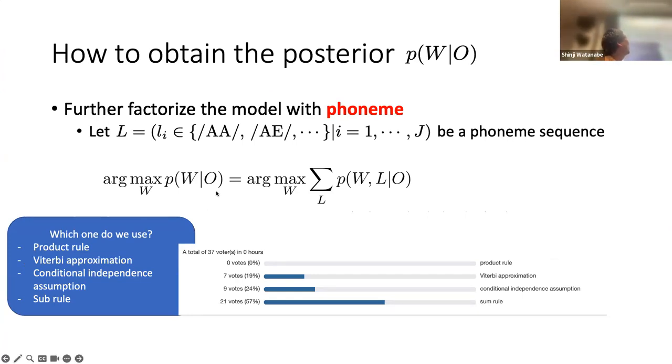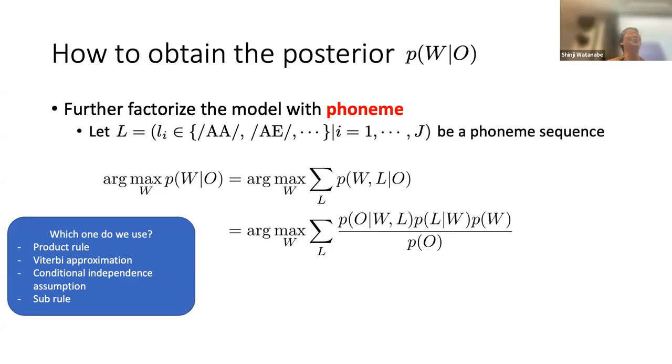From here to here, we just introduce the phoneme sequence, and then taking the summation, it goes to P(W given O). This is a typical sum rule. So please remember that if you try to include an additional sequence of variables, how do you do that mathematically? We're just using the sum rule, okay?